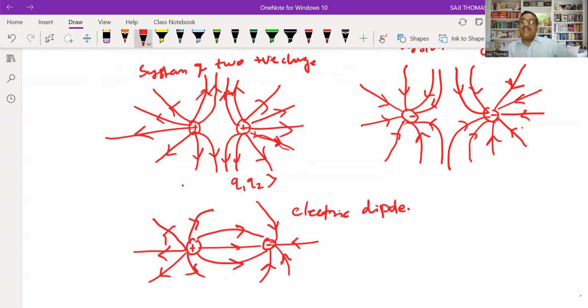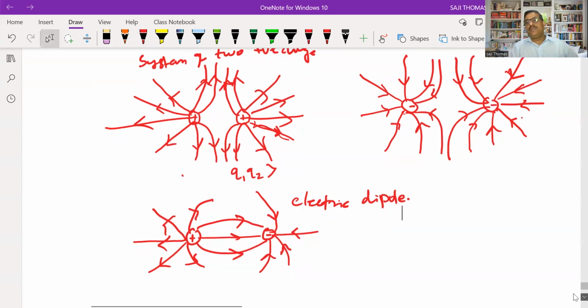So what is an electric line of force? It is the path traveled by a unit positive charge in an electric field if it is free to move. I have drawn different types of lines of force around different types of charges. Now, these lines of force have some important properties, which are very important from the examination point of view. Properties of electric field lines: that is our next topic.